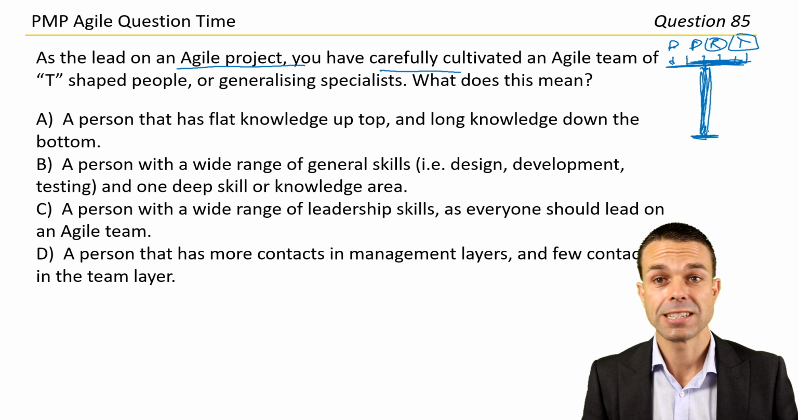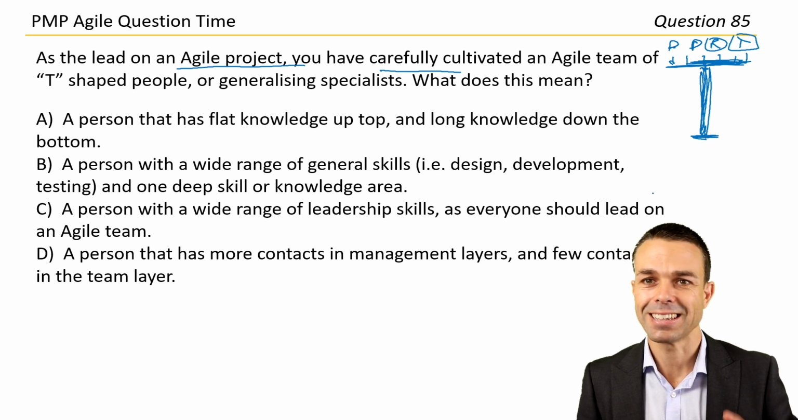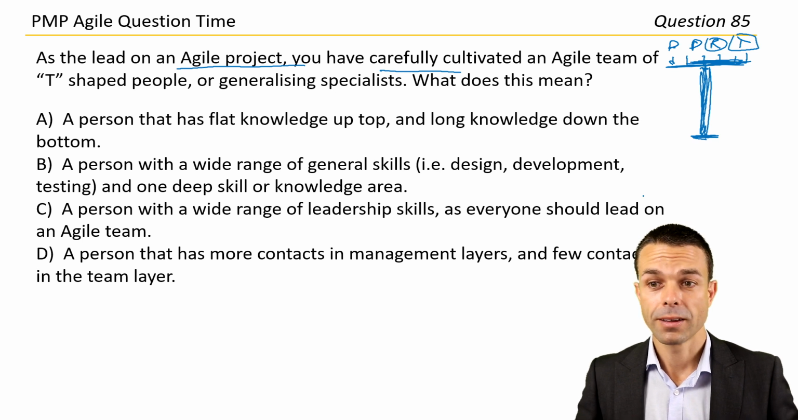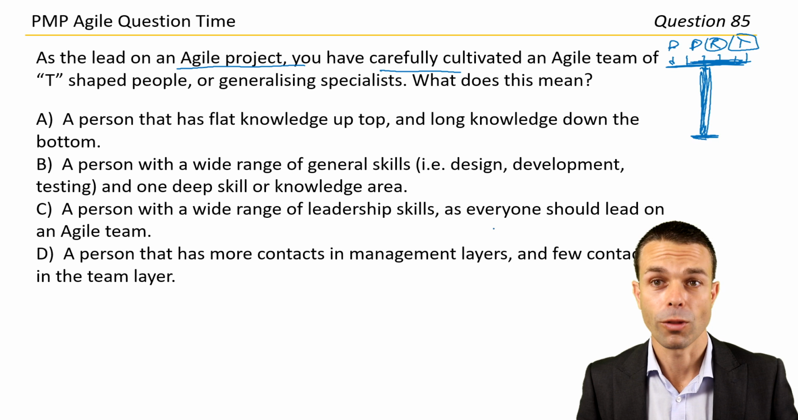So that T-shaped team member is such an asset. If you can get those T-shaped team members and they're happy to work with you and they're engaged and they're good people, this is the most valuable thing on the planet, and it will help you get your work done.